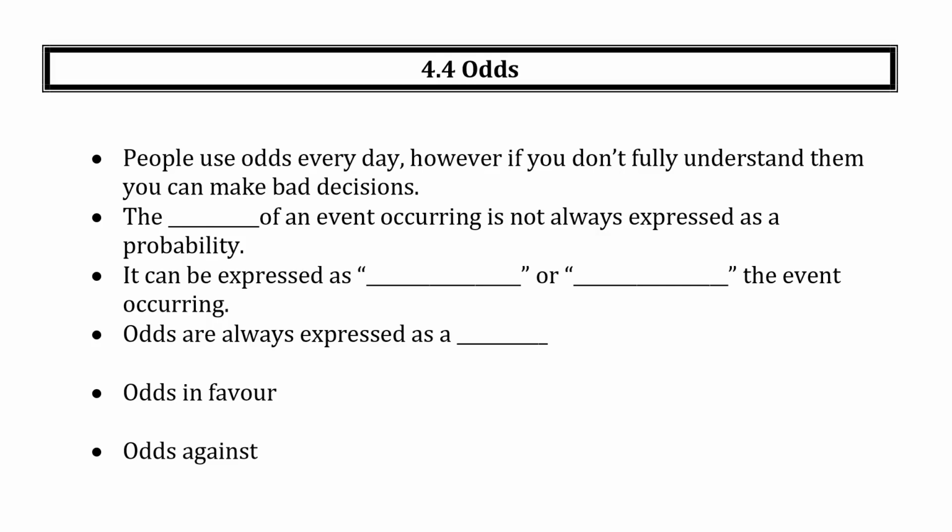4.4. Odds. People use odds every day. However, if you don't fully understand them, you can make bad decisions. See, there are two different kinds of odds: odds in favor and odds against. And if you don't quite understand what the order is, you can misinterpret what the favorable outcome is.